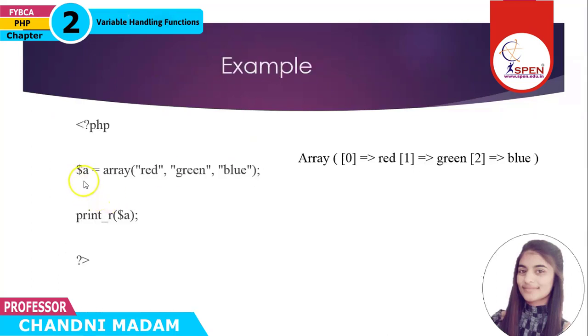Here is the example. $a equal to an array that has three elements: red, green and blue. Now we just use print_r($a). So the print_r function prints the array in key and element format. Here key is 0 and element is red. Here key is 1 and element is green. Here key is 2 and element is blue. So the print_r function just prints the value as human readable information.